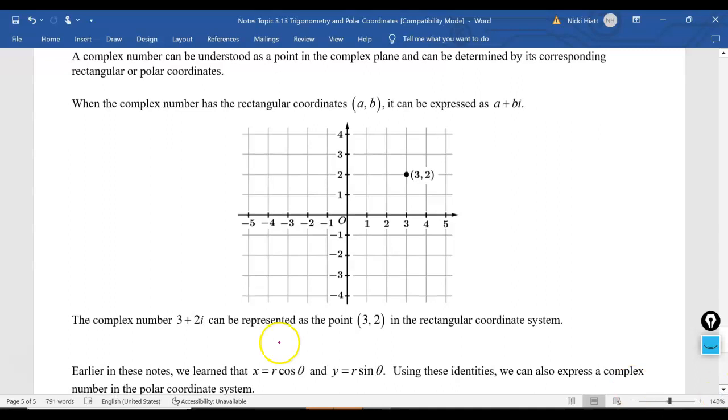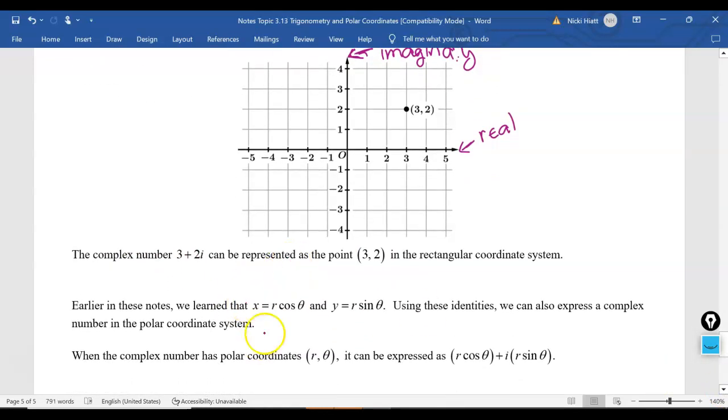And 3, 2 is like 3 plus 2i. So this axis right here, instead of being your x-axis, it's your real number axis. And then up here, instead of being your y-axis, it's your imaginary axis. So we have already learned that x equals r cosine theta and y equals r sine theta. So we can still use these with complex numbers.